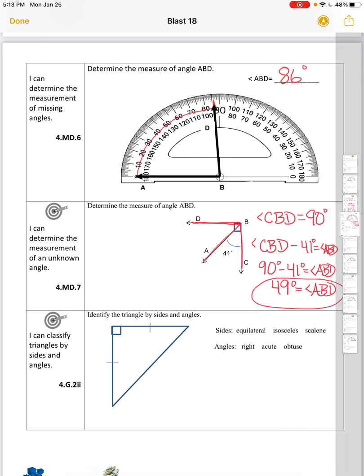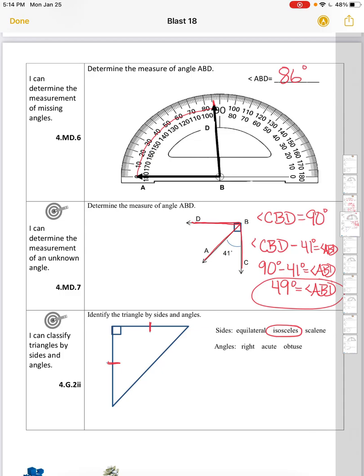I can classify triangles by sides and angles. Identify the triangle by sides and angles. So in terms of sides, an equilateral triangle has all equal sides. An isosceles triangle has at least 2 equal sides, and a scalene triangle has no equal sides. Now I can see from the triangle we're given, based off of these 2 tick marks here, that those 2 sides are equal to each other. So we're going to call this an isosceles triangle, at least 2 equal sides.